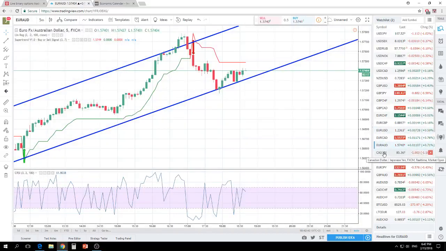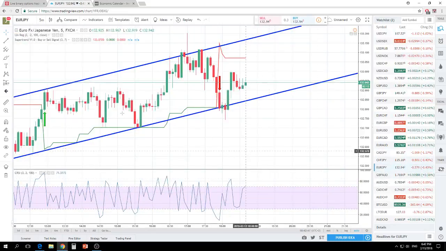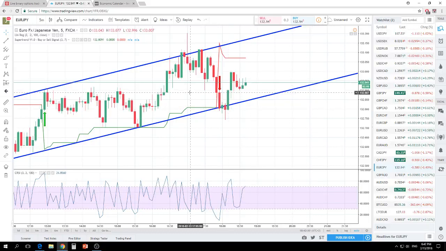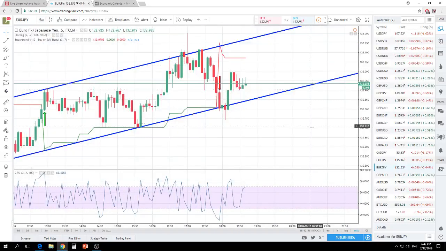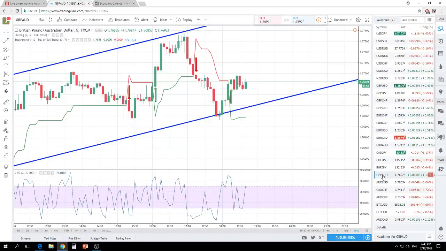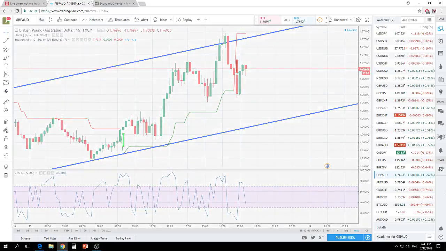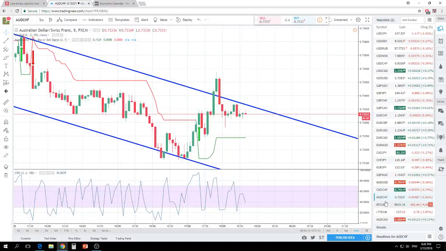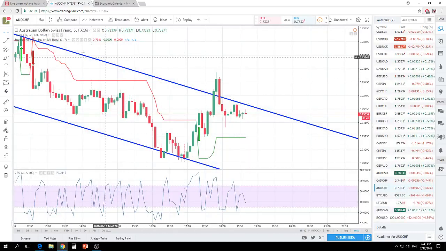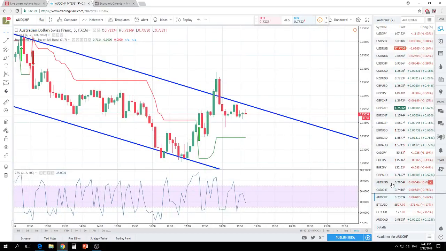Euro CAD, no. Euro Australian dollar, no. Canadian JPY, no. Swiss franc JPY, no. Euro JPY, but we already traded on the same asset, and at the moment it's not giving a good trading opportunity. GBP Australian dollar, I guess, can be okay. Australian dollar USD, no. Canadian Swiss franc, no. Australian dollar Swiss franc, no.